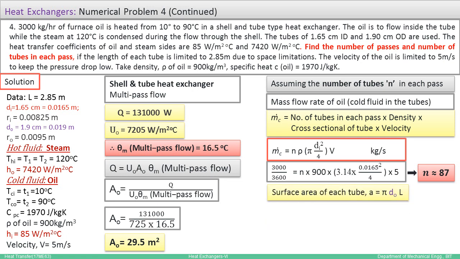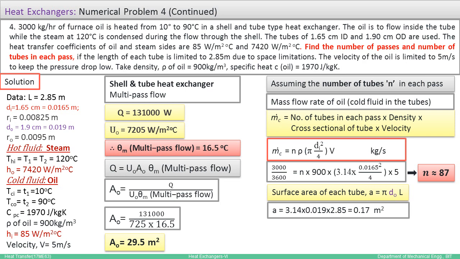Surface area of each tube: if the length is L and if the diameter of the tube is d naught, the surface area of each tube is a equal to pi d naught into L, which can be found out as 3.14 into 0.019 into 2.85, that is 0.17 square meter. Remember, this is the surface area of one tube in one length from one end to the other end.